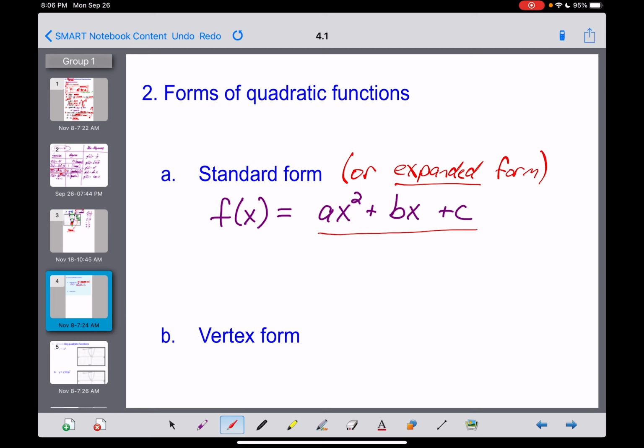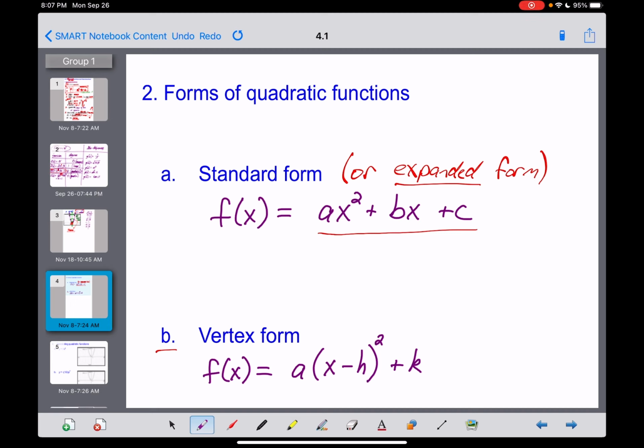Now that's in contrast to what we're going to talk about right here, which is called vertex form. Vertex form looks more confusing at first, but is actually a lot more useful to us than standard form. Vertex form starts with this value a, just like standard form did, but now in parentheses we're going to have x minus h as a binomial. Close it and square it, and then we're going to put a plus k at the end of all that. That, everybody, is vertex form.